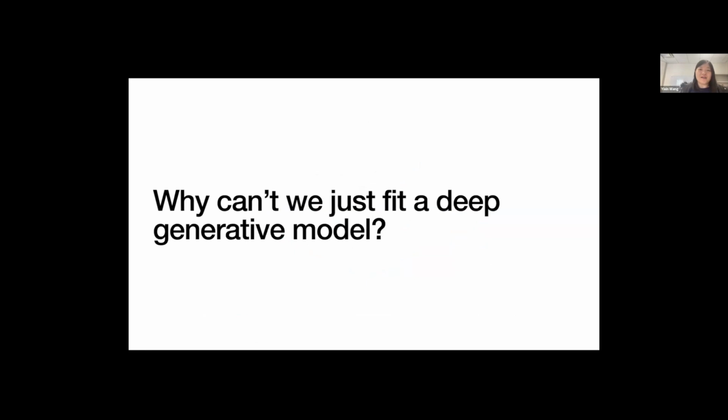So now at this point, I hope I've sold you on the idea that we're really interested in causal representation learning for these practical purposes. But you may ask, why can't we just fit a deep generative model?